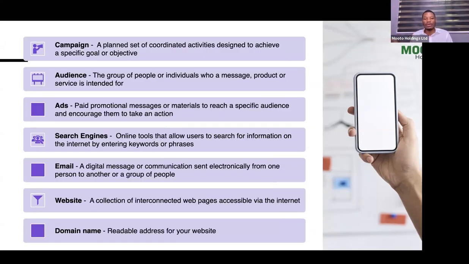Campaign is just a coordinated plan on how we are going to achieve the objectives of advertising and whatnot. For those who have used Facebook before, you really understand what campaigns are with regards to adverts. Audiences, a group of people that you are trying to give the message to. Ads is just a short form for adverts, basically. These are promotions or messages or the material that you're using to promote. Search engines are online tools, and the most common search engine is Google, even though there are others, but who knows the others? We all just use Google. Emails, mailing using a digital platform, right? So this is basically the mails that we send online, electronic mails, in other words.